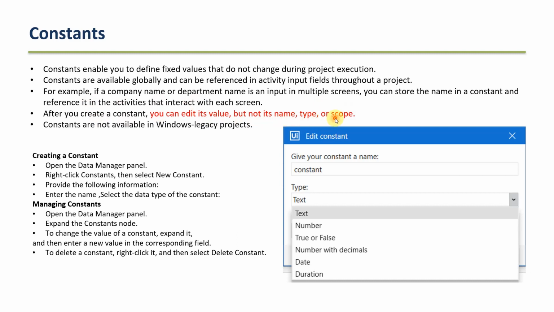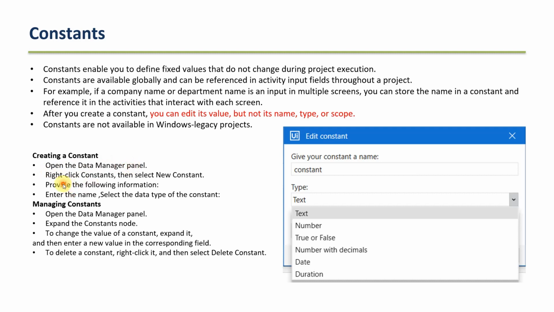That is always available. Constants are not available in the Windows legacy project. Whenever we start an automation, it asks which kind of project you want to create. I'll create a separate video on this one, but as of now, just remember that constants are not available in the Windows legacy project.